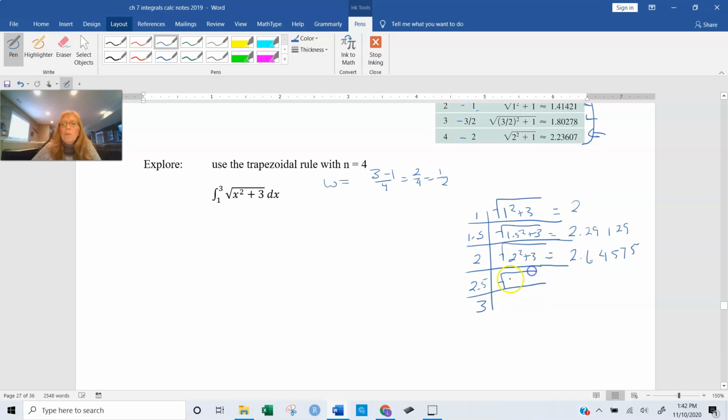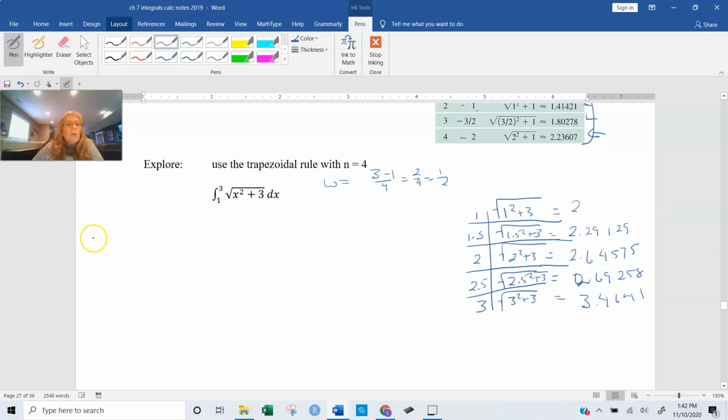Now you do the square root, 2.5 squared plus 3. And that equals 2.69258. And then the square root of 3 squared plus 3, square root of 12, which is 3.4641. All right, now we need to find our trapezoidal rule.